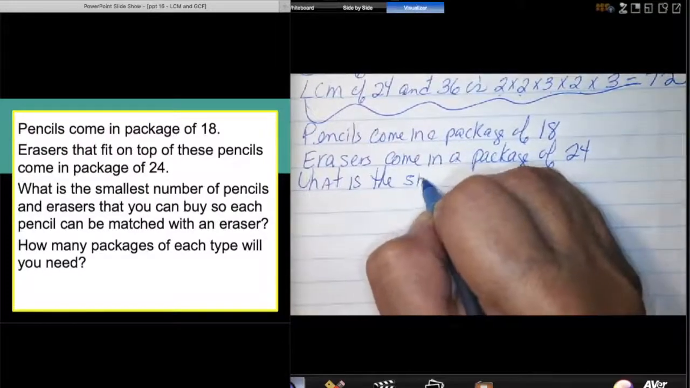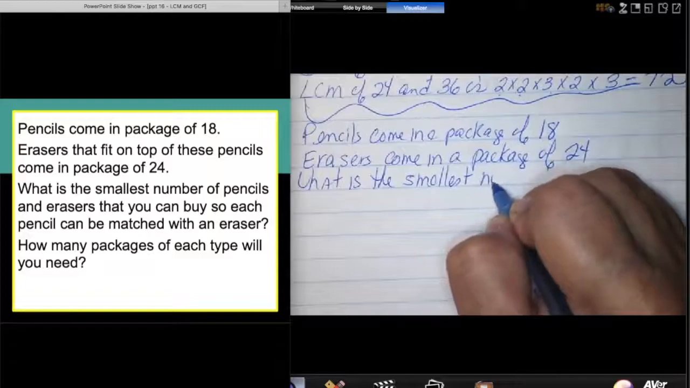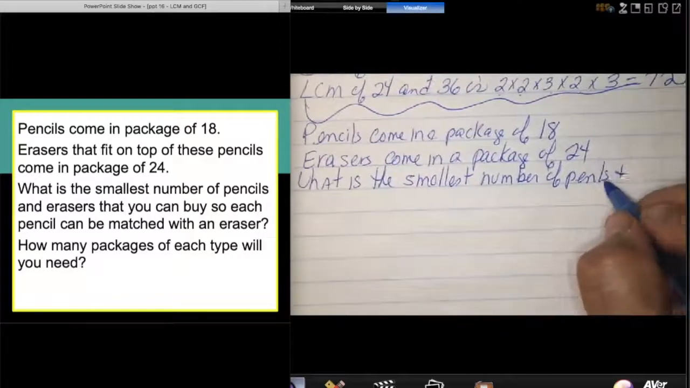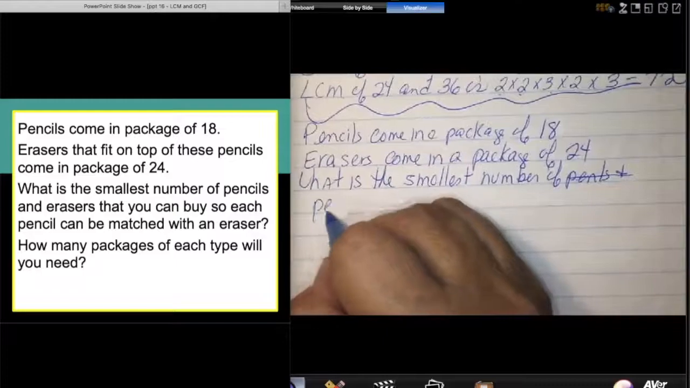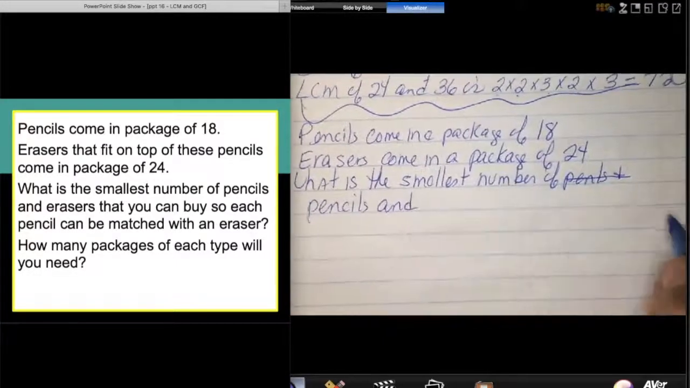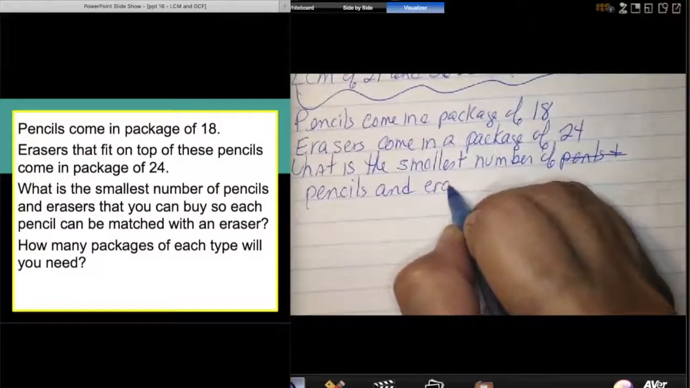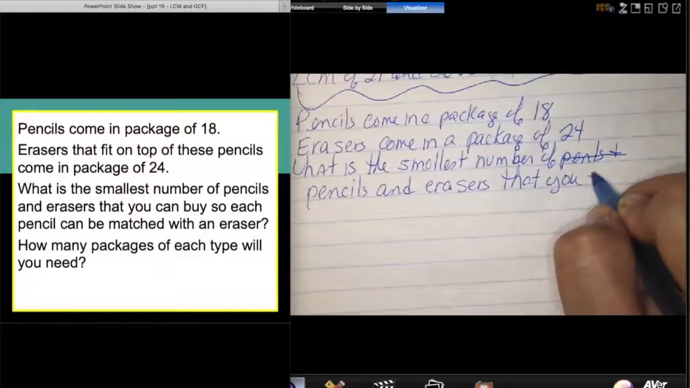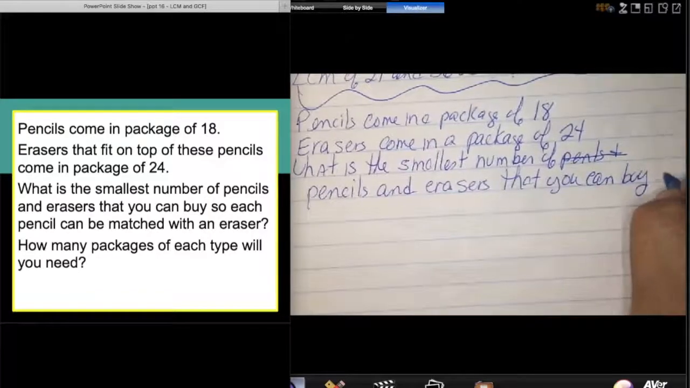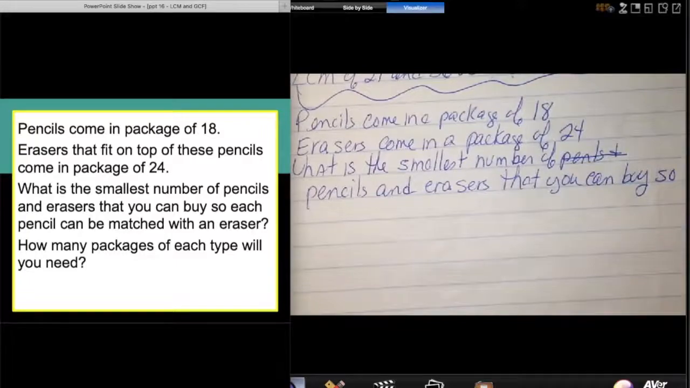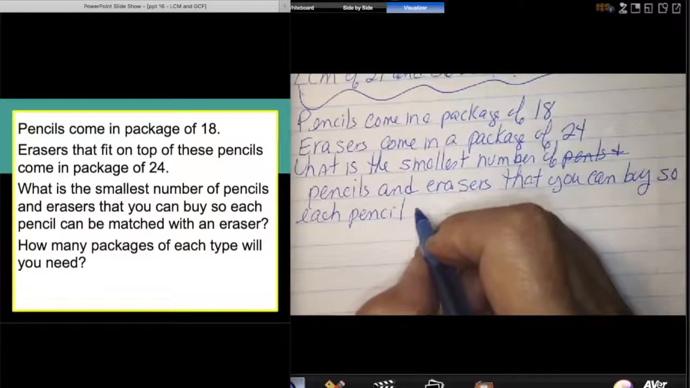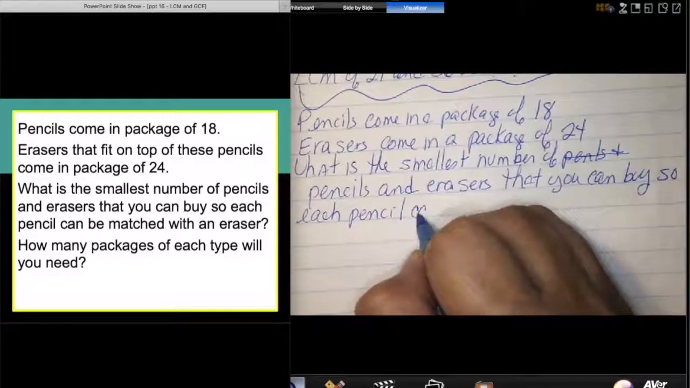So what is the smallest number of pencils and erasers that you can buy so that the numbers match? We want an equal number. Or you want to have enough erasers for your pencils. So each pencil can be matched with an eraser.